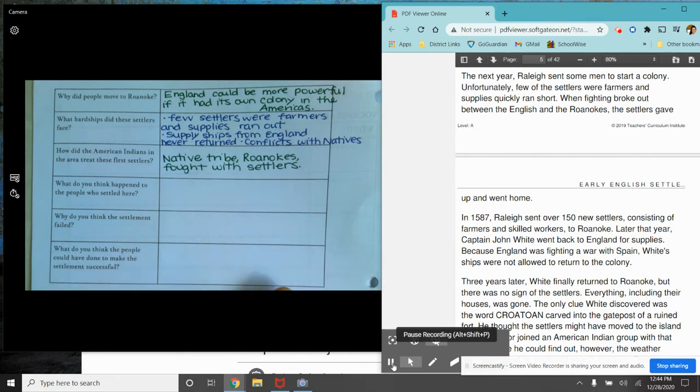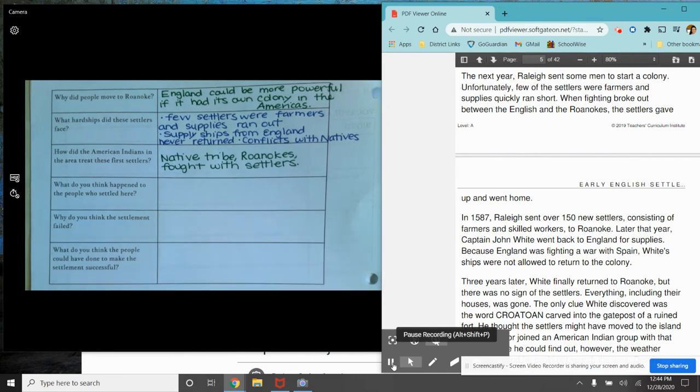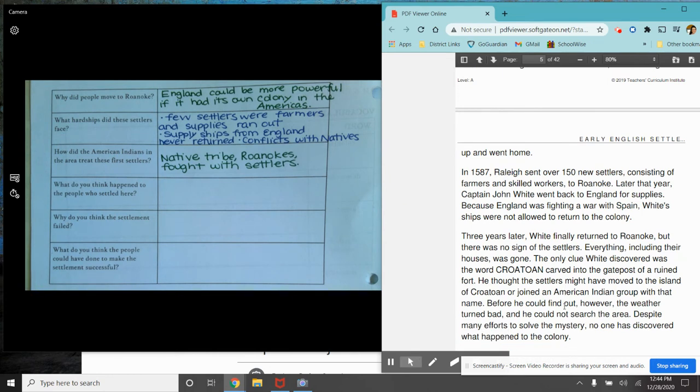What do you think happened to the people who settled there? Now, this is where we can put our theories of what happened. So we can say people from Roanoke moved with other natives nearby, which was one part that they mentioned here. They were attacked and died, or they starved, got sick, and died off. All possible theories.